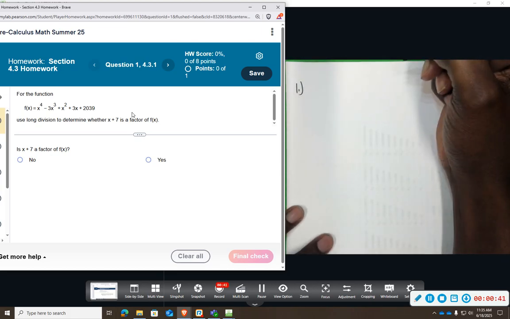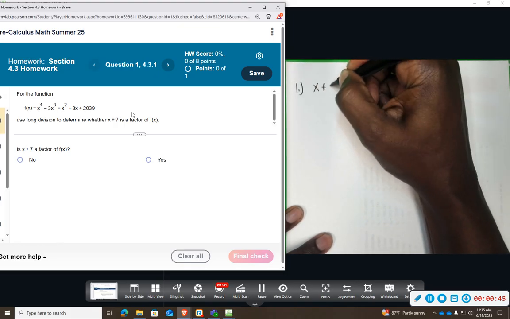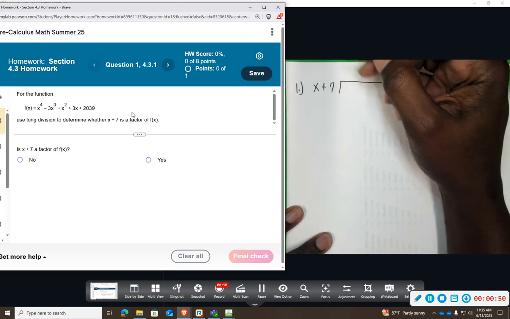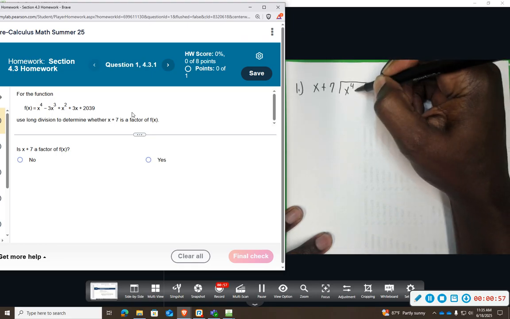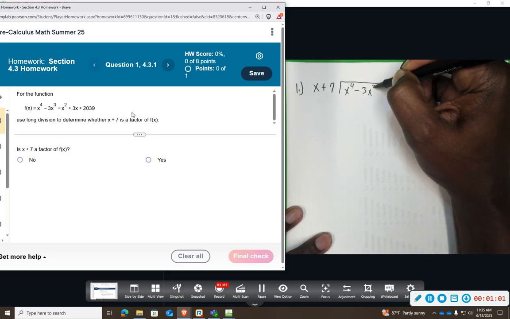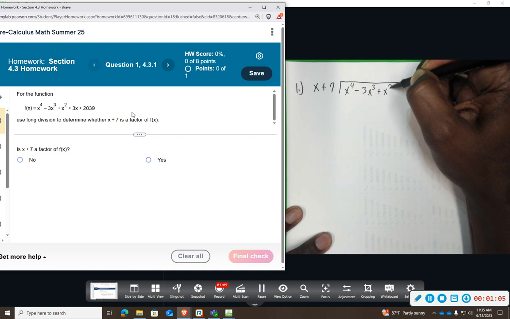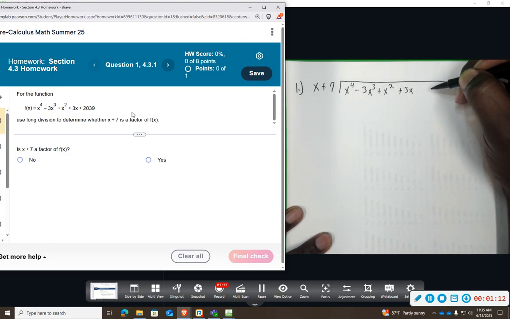So we're going to put the divisor on the outside, which is going to be the x plus 7. And then on the inside, we're going to put the function, the dividend: x to the 4th plus 3x to the 3rd plus x squared plus 3x, and then plus 2039.